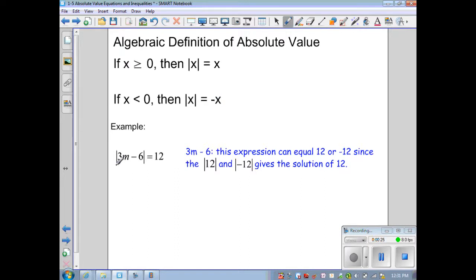When we actually solve equations, we are given |3m - 6| = 12. But if we realize what 3m - 6 can be, this expression can be equal to 12, because if I simplify this and it is 12, the absolute value of 12 does equal 12. But I can also simplify 3m - 6 to equal -12, because the absolute value of -12 is also 12. And that's why I have this explanation for 3m - 6. This expression can equal 12 or -12, since the absolute value of 12 and the absolute value of -12 give the same solution of 12.